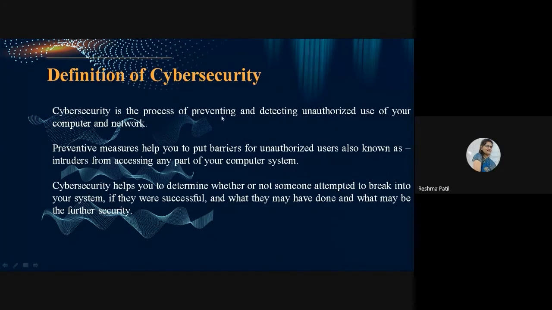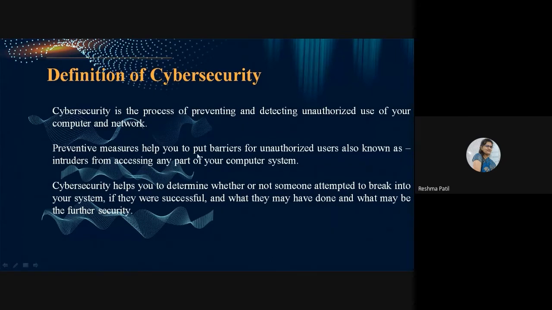Cybersecurity is the process of preventing and detecting unauthorized use of your computer and network. First, we have to prevent it. In this process, first we have to prevent unauthorized use of your computer and network. But once an attack is done, after that, what will you do? You have to detect it. Then and only then will you find the remedy for that. So first, try to prevent. If anything goes wrong, then we have to detect it first, and then we have to find the solution. So it will come under cybersecurity.